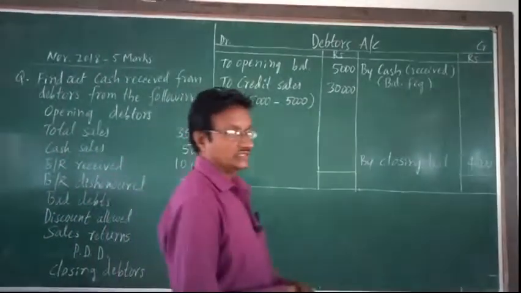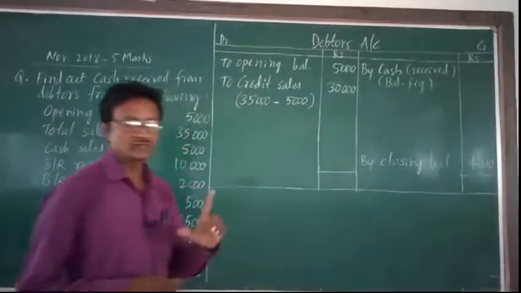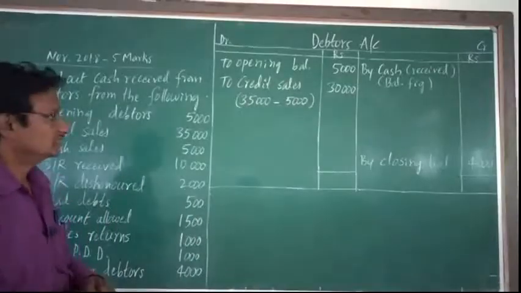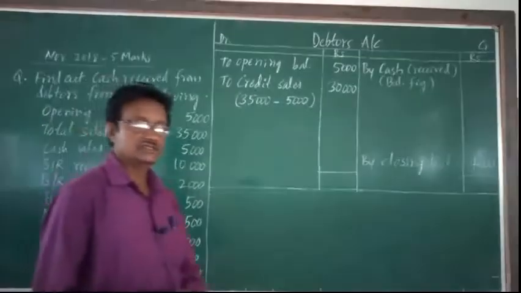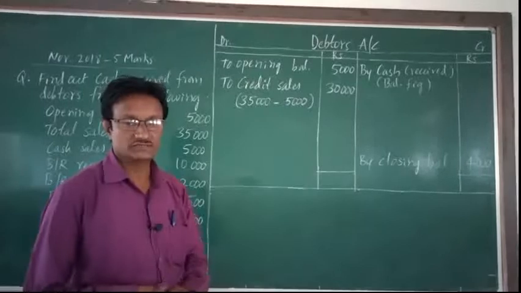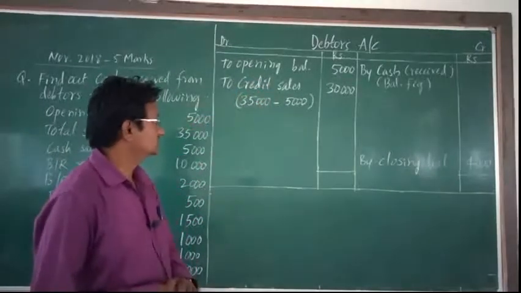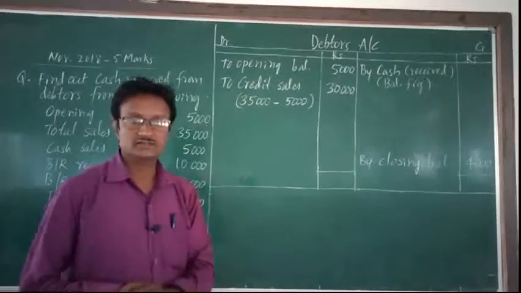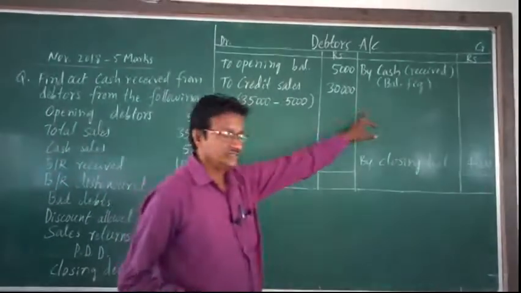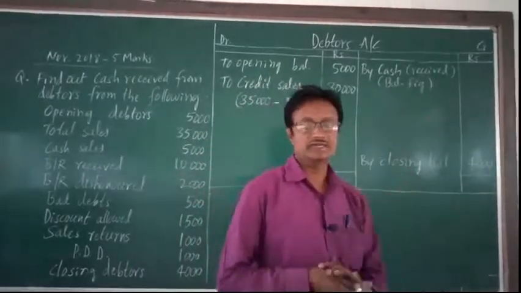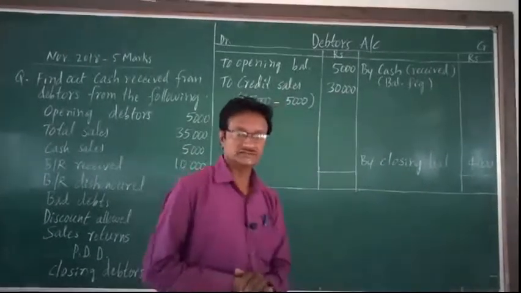And one more entry on the debit side of debtors account is for bills dishonored, and all other entries are made on the credit side. As per the journal entry principles, all entries are made on the credit side except opening balance, credit sales, and here bills receivable dishonored. All other entries may be sales returns, discount allowed, bad debts, cash received, bills receivable received from debtors, etc.